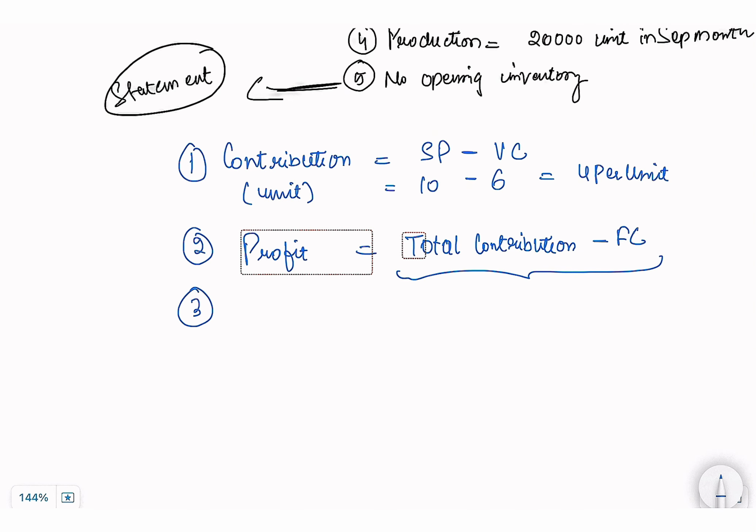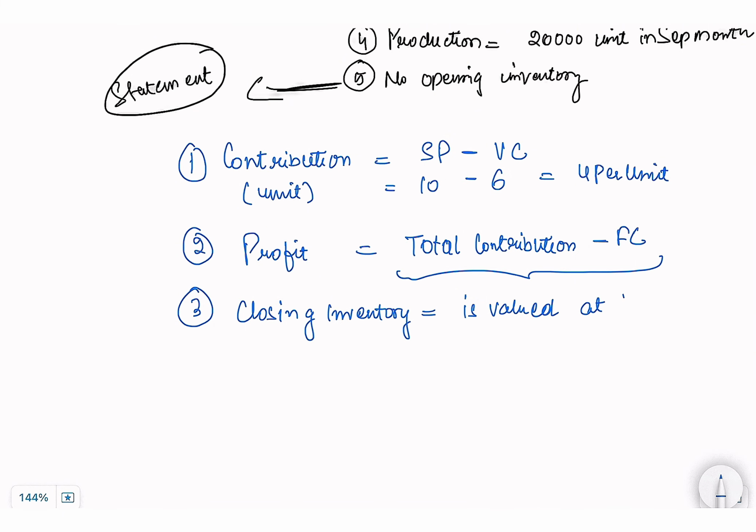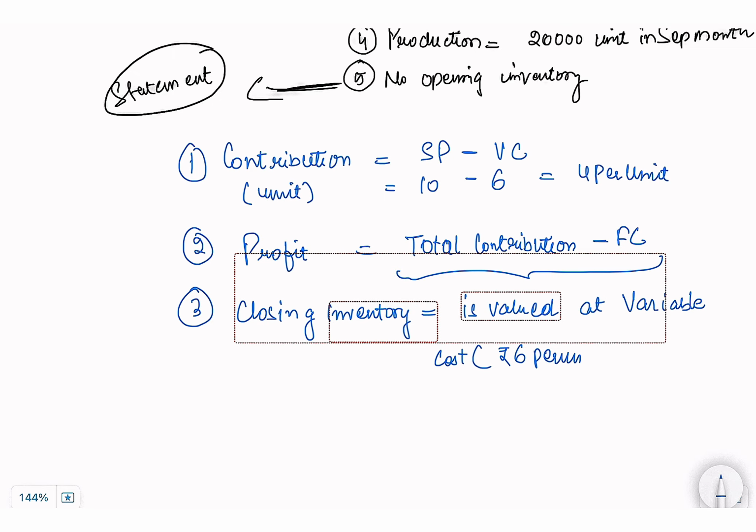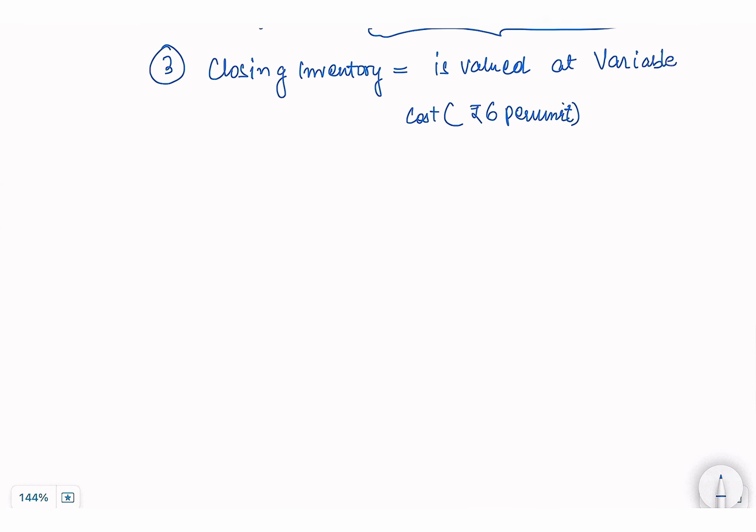Now closing inventory. Closing inventory is valued at variable cost, which is rupees 6 per unit. Okay. Now let's see, step wise, we have to solve the question. Step 1: when sales is 10,000 goldies.